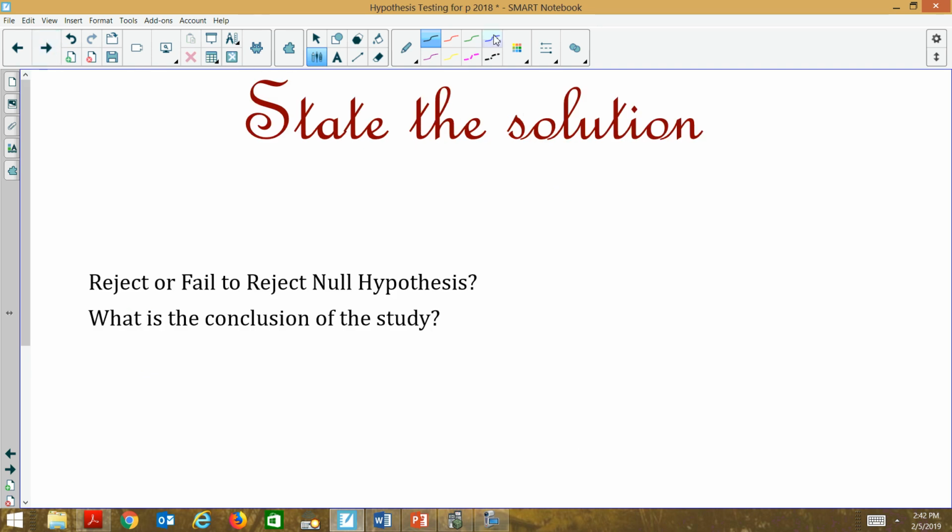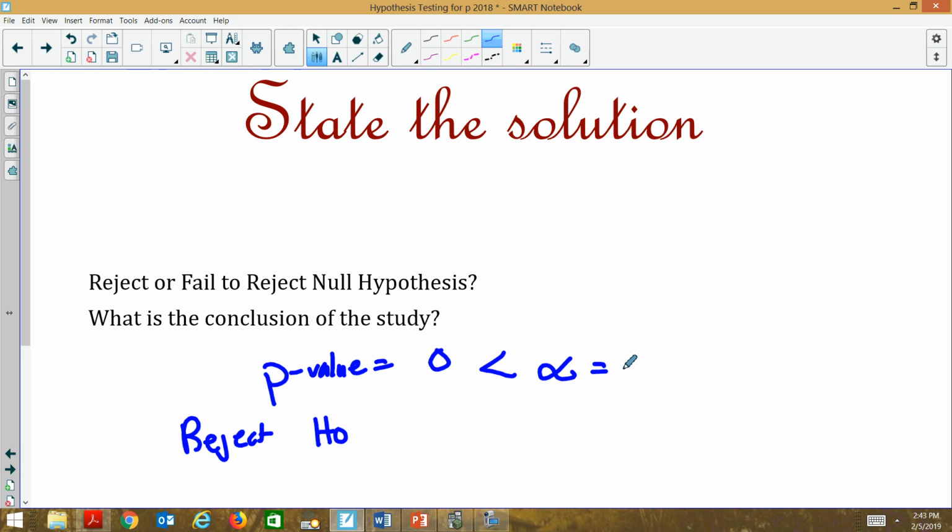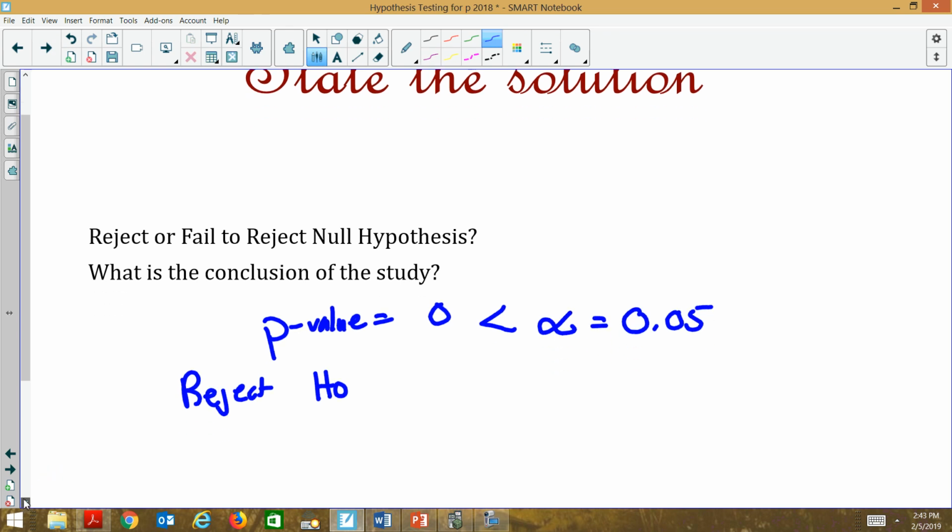So the final step here, state the solution. So first and foremost, the solution is to write what the p-value is, which is 0. And then with that decision, you do one of two things. You either reject the null or fail to reject. So in this case, we are going to reject H0. The reason why is because our p-value is less than our significance level of 0.05. Our p-value is less than the probability that we make a type 1 error. It's significantly less as well. It's well below 5%.